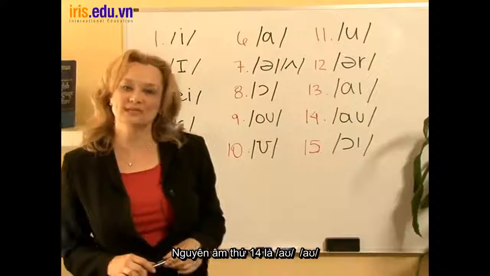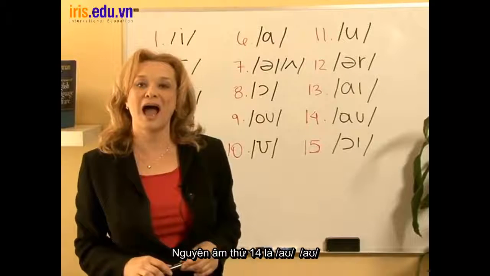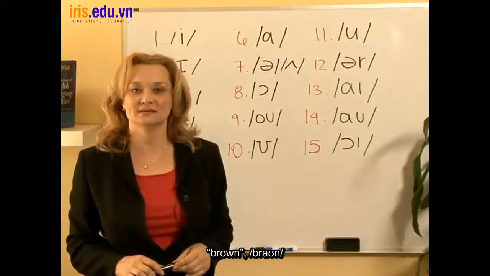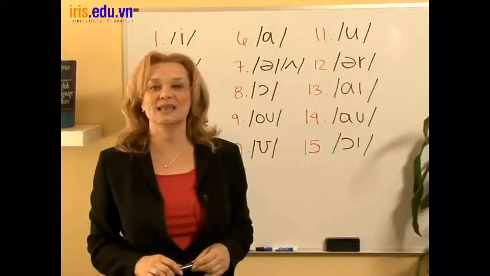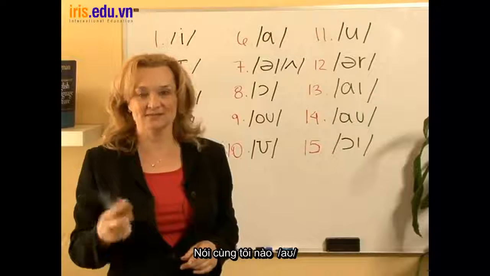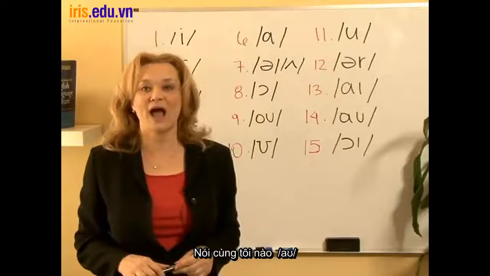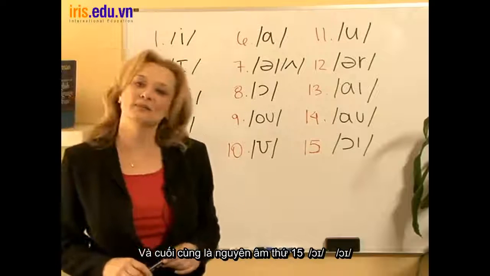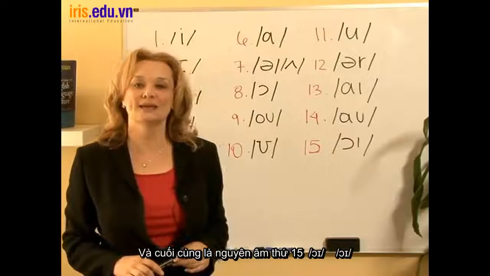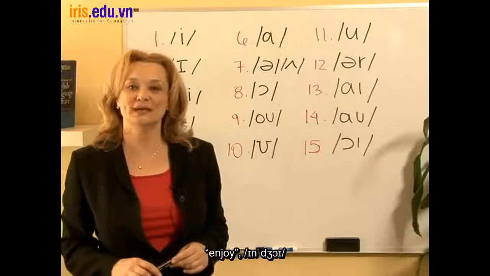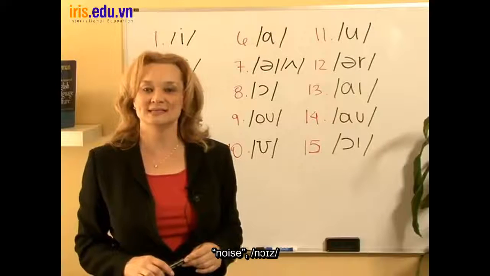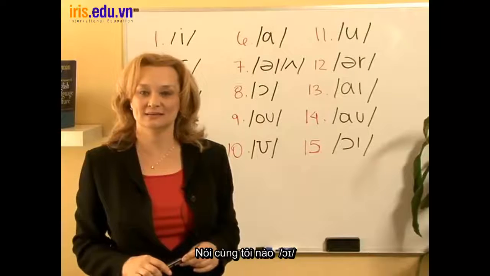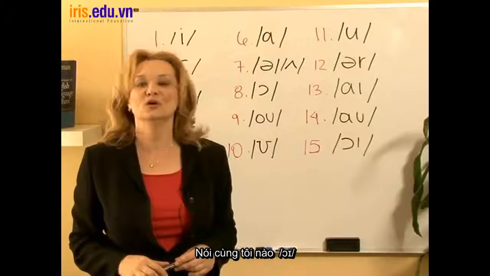Vowel number 14. Ow. Now. House. Brown. Announce. Say it with me. Ow. And finally, vowel number 15, oi. Enjoy, noise, boy, annoying. Say it with me. Oi.